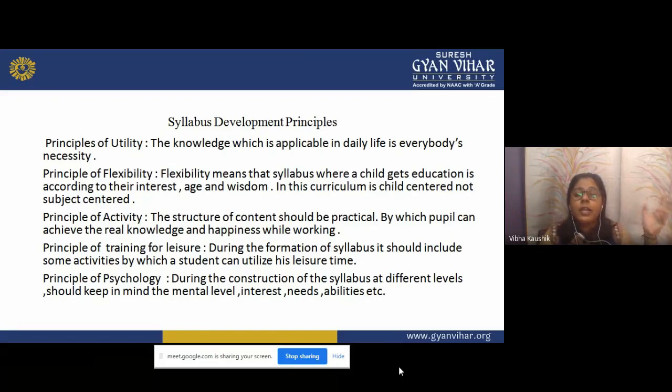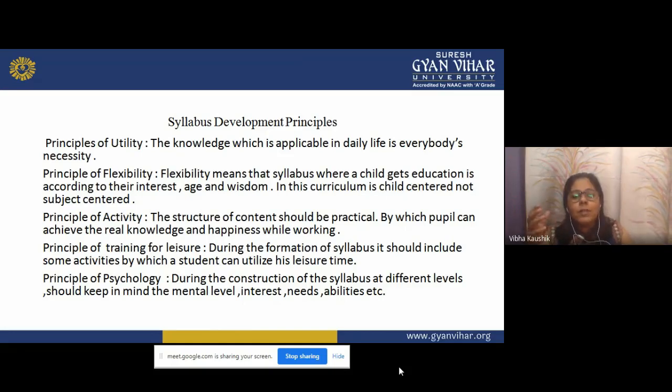And when we are creating a syllabus which keeps in mind the interest, age, and wisdom of the learners, then what will happen? That syllabus, that curriculum will be a child centered curriculum and not a subject centered curriculum or syllabus. Now, next is the principle of activity.